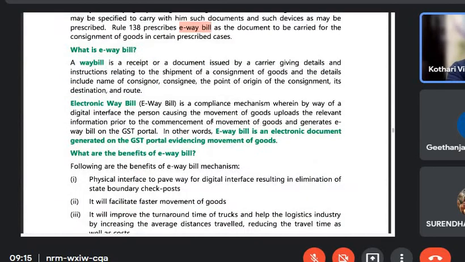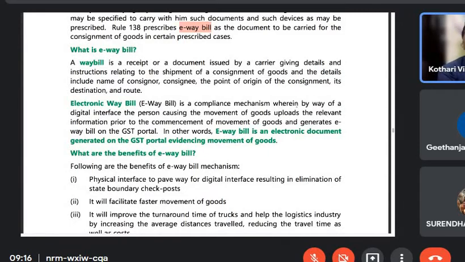What is an e-way bill? A way bill is a receipt or document issued by a carrier giving details and instructions relating to shipment of a consignment of goods, including the name of consignor, consignee, point of origin, and consignment. So what is a way bill? Whenever transportation is there, the transporter gives you a document: who is loading these goods, where and to whom the goods are being sent, what is the route, what is the destination. All those things are uploaded in electronic format, and that is called an e-way bill.